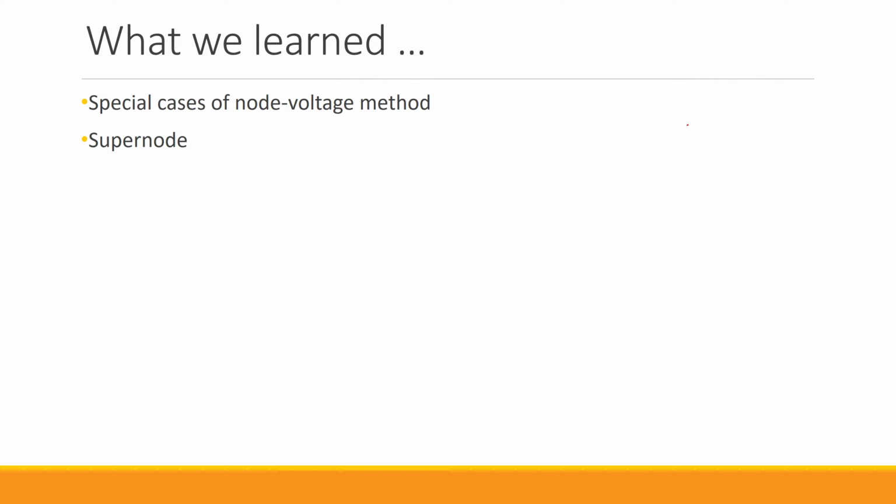So in this video, we went over a couple of special cases when we are using the node voltage method. The first case was when we have a voltage source that is connected between an essential node and the reference node. Then we saw the case for which we have a voltage source that is connected between two non-reference nodes, and we used the concept of a supernode to write the equations and solve the circuit.